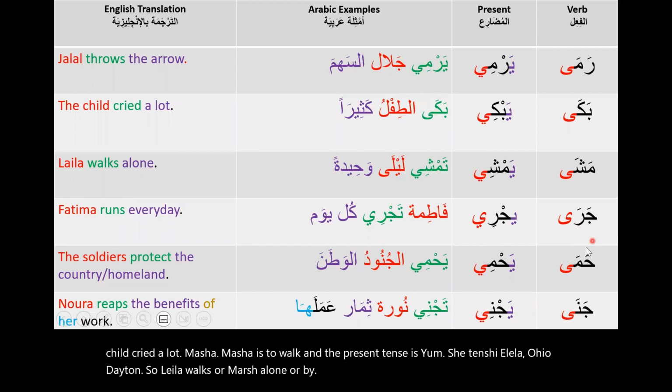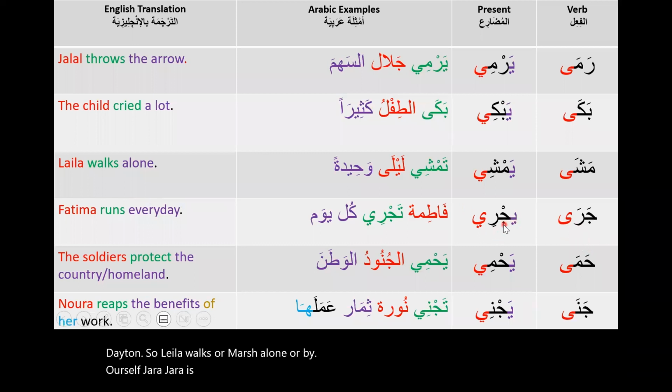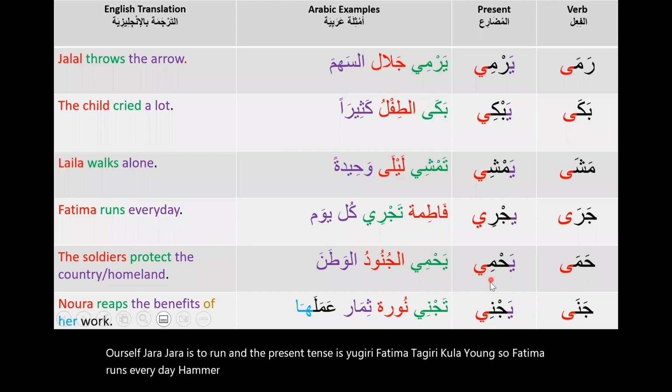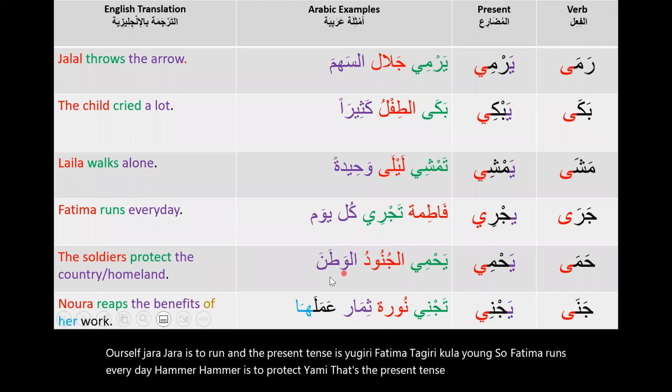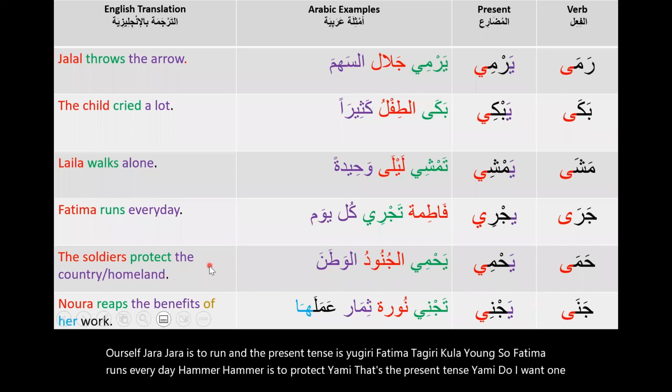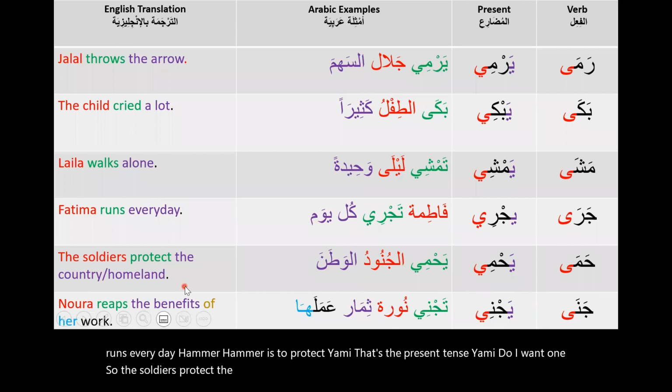Jara is to run, and the present tense is yajri. Fatima tajri kulla yawm. So Fatima runs every day. Hama is to protect. Yahmi, that's the present tense. Yahmi al-junudu al-watan. So the soldiers protect the country, or the homeland.